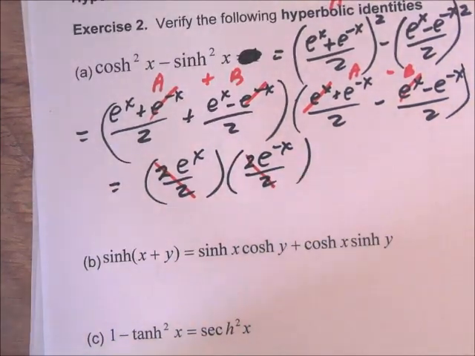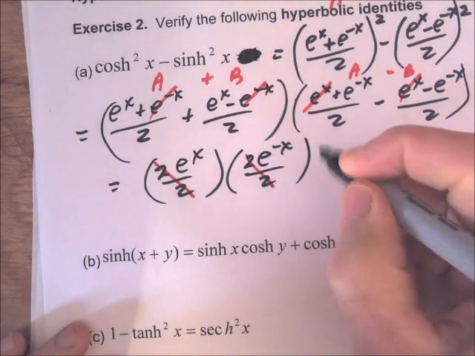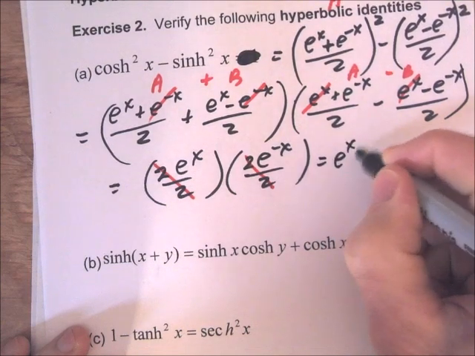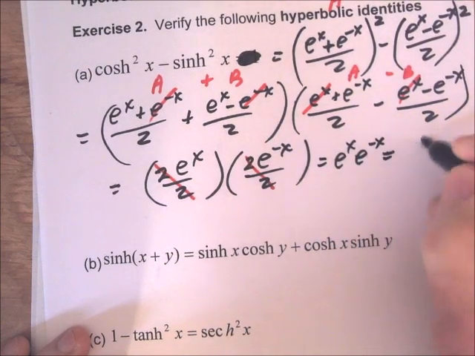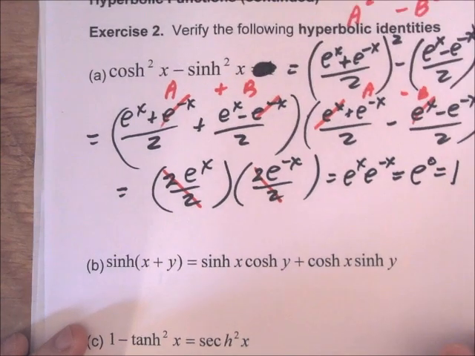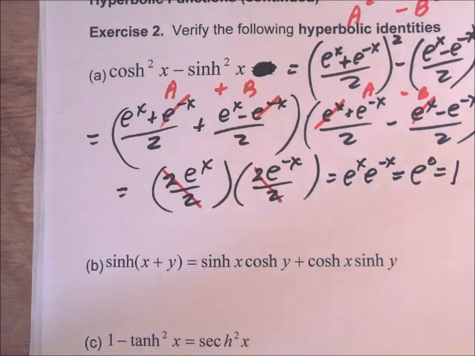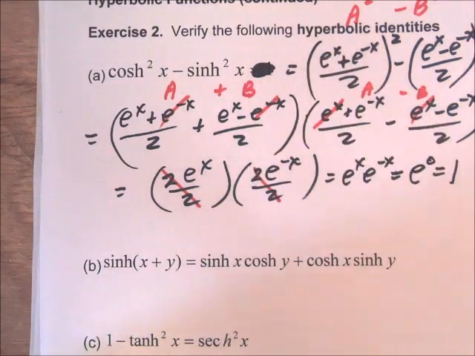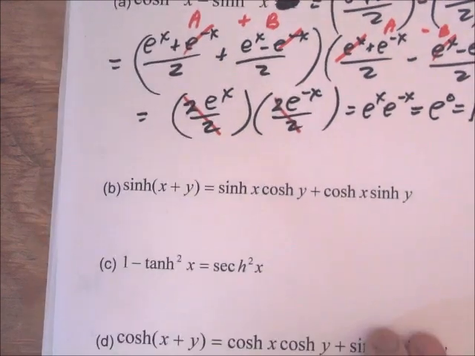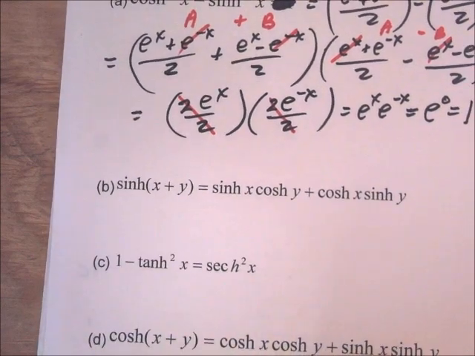And that leaves us with e to the x times e to the minus x. And we can add the exponents, use the rules for exponential expressions. So e to the 0, and that's equal to 1. Okay, so basically all these proofs, you just use the definition in terms of exponential functions to do these proofs.